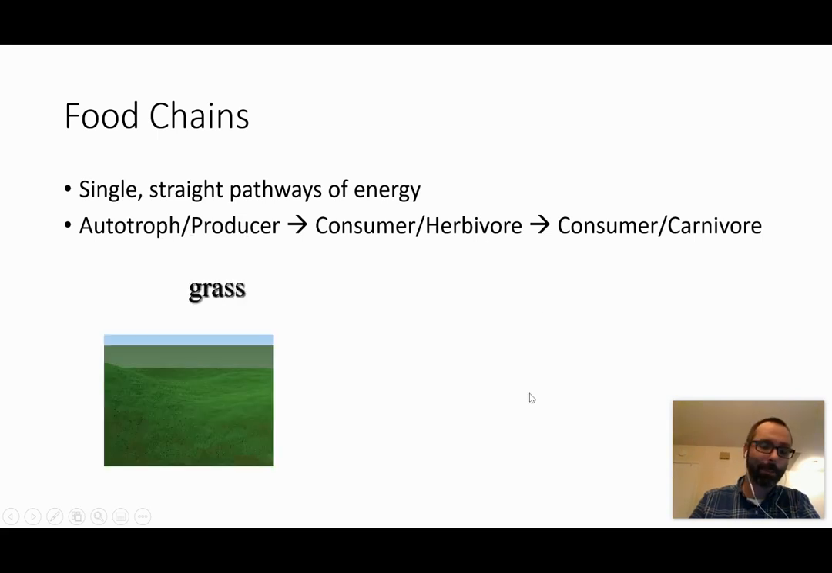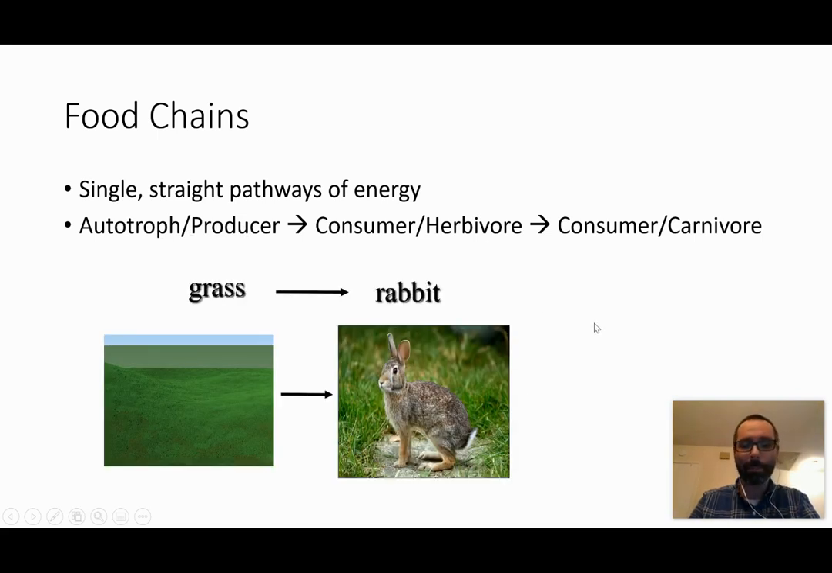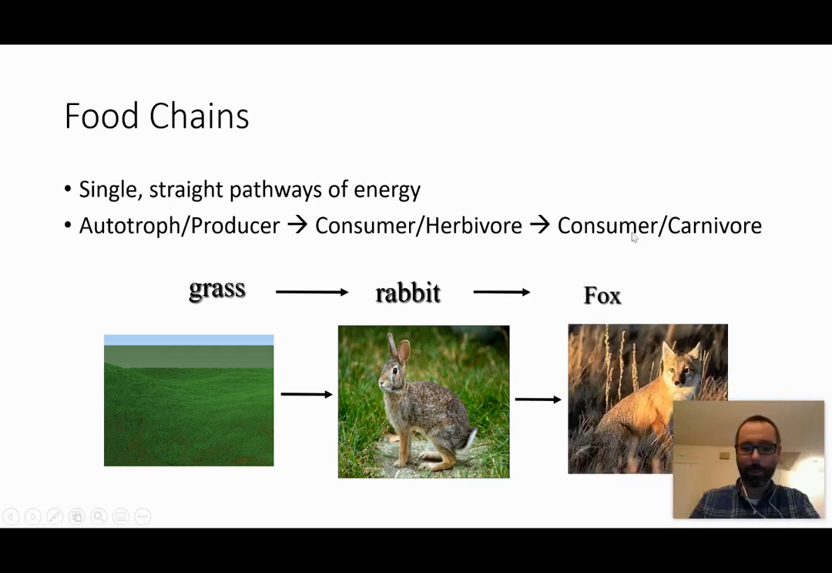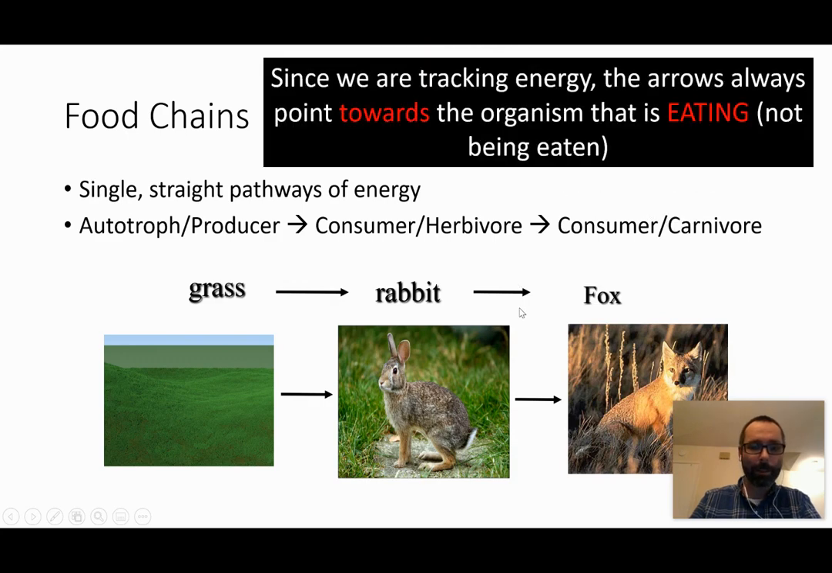So here's an example of grass as my producer being eaten by my rabbit as a consumer, which is the herbivore, and then the fox, which is the carnivore that eats the herbivore, right? Very simple food chain, one straight pathway. Now, it's important that the arrows go in a particular direction. The arrows must go from the thing being eaten towards the thing that is eating. Because remember, we are trying to show how energy is moving. The energy was in the grass and it's now in the rabbit.